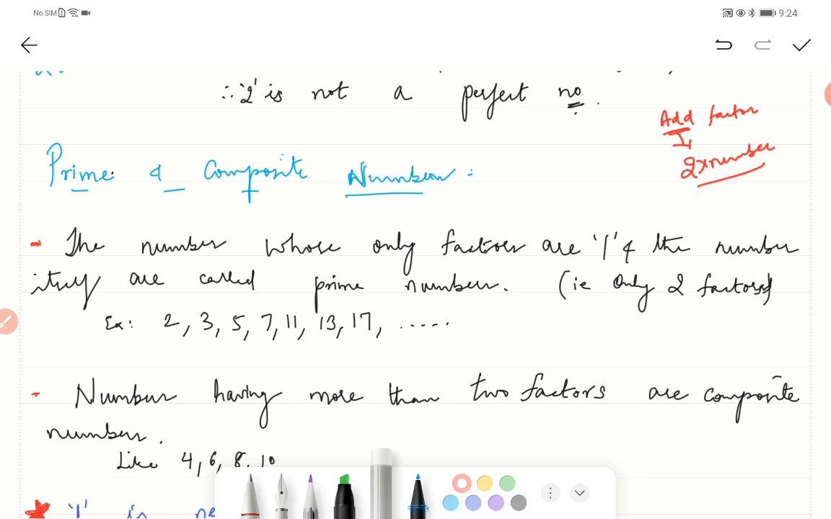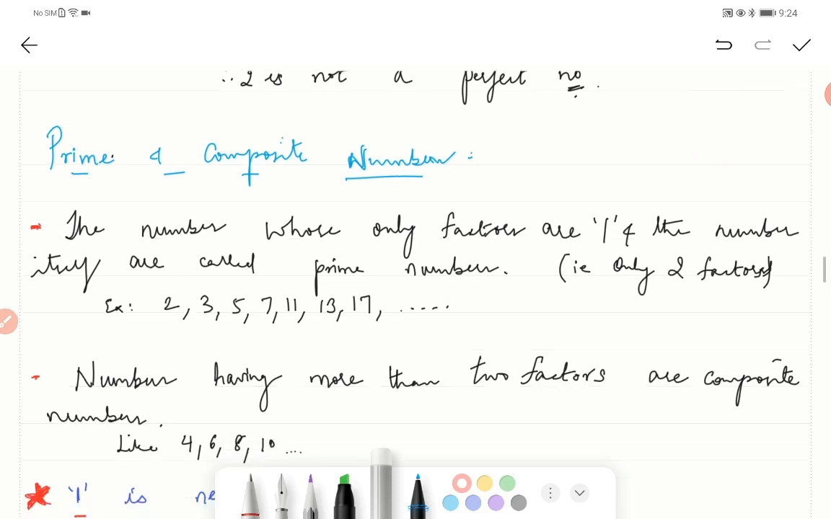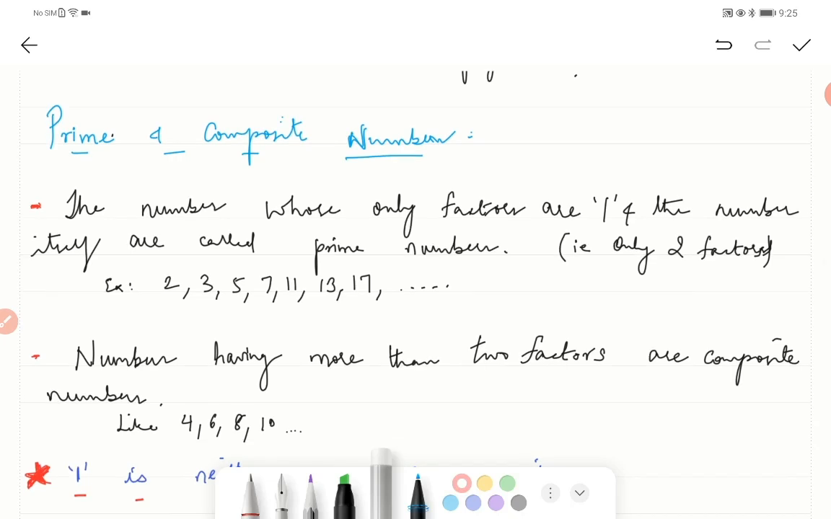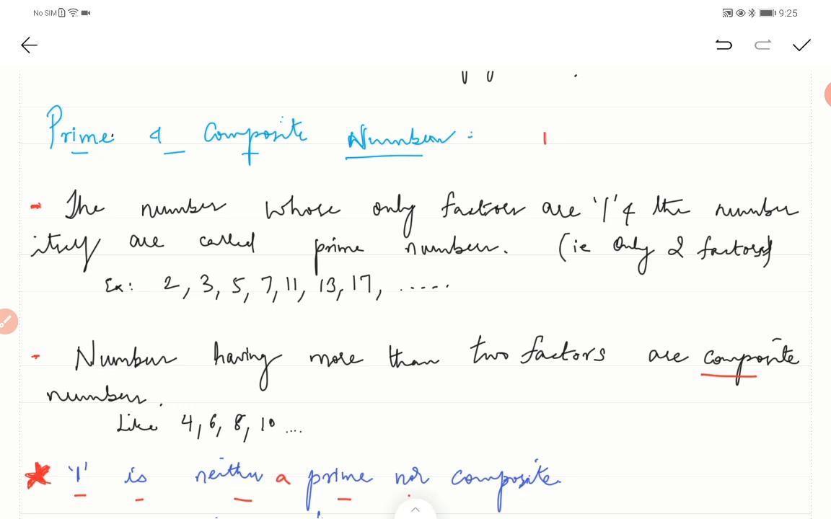And you saw prime numbers and composite numbers. So what are prime numbers? Prime numbers are those which have only two factors, which are 1 and the number itself. The rest, the numbers which have more than two factors, are called composite numbers. And 1 is neither a composite nor a prime number. You need to remember this. This is very important.